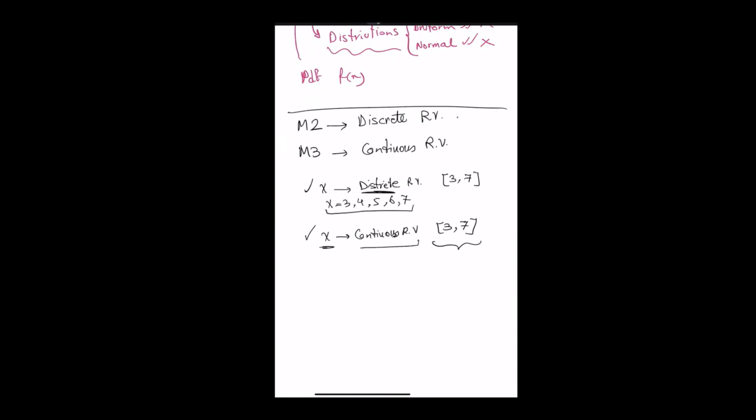If it's a continuous random variable in the same range, it gets infinite possible values. Pay attention to that one.